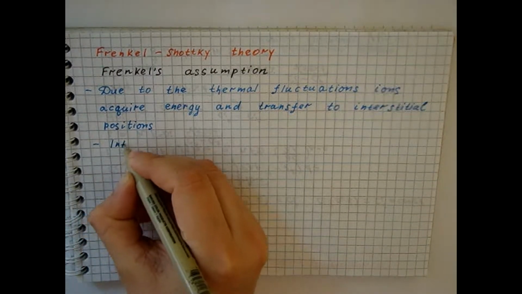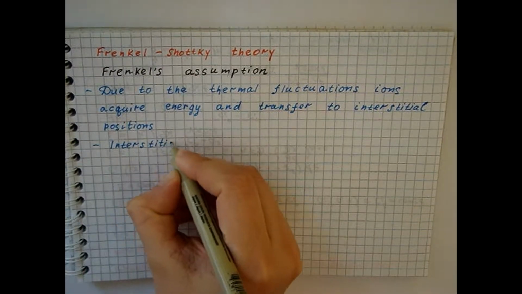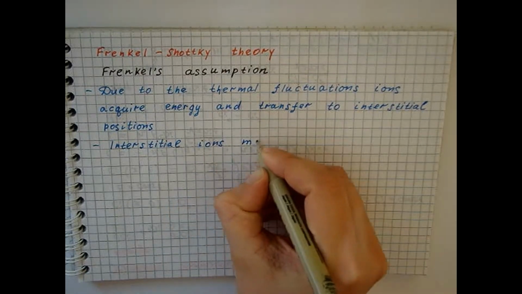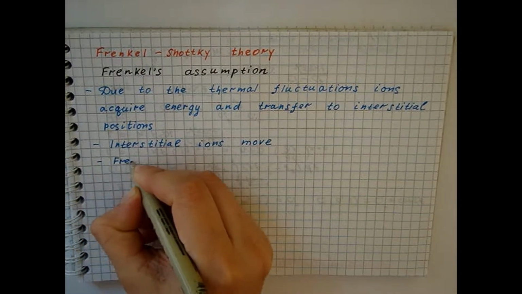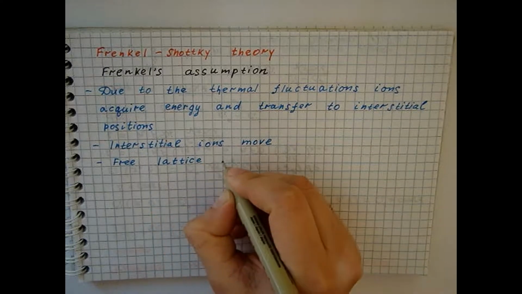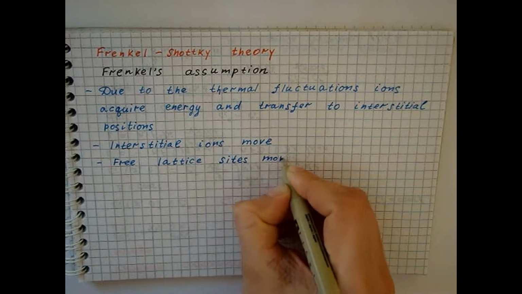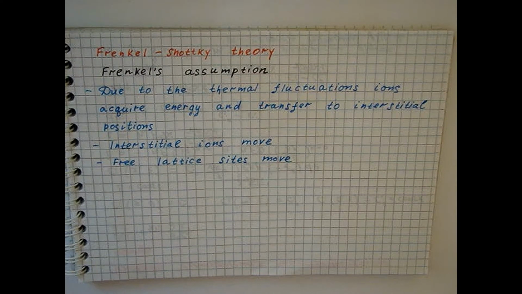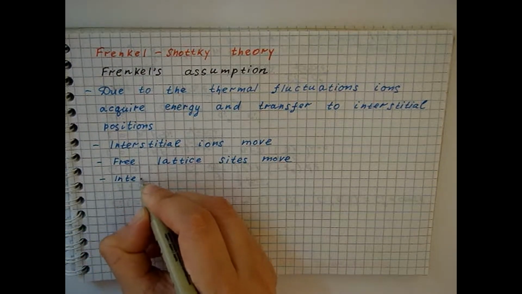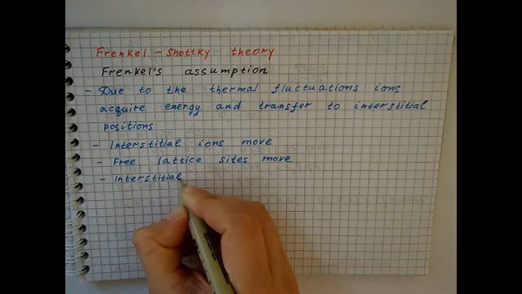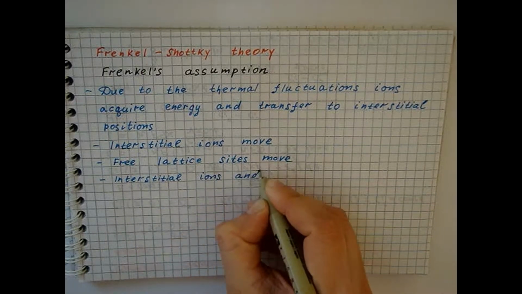Interstitial ions can jump from one interstitial position to another. The remaining free lattice sites also jump, since neighboring ions can occupy these vacancies, freeing up the lattice sites. During displacement, interstitial ions and vacancies can meet and recombine.